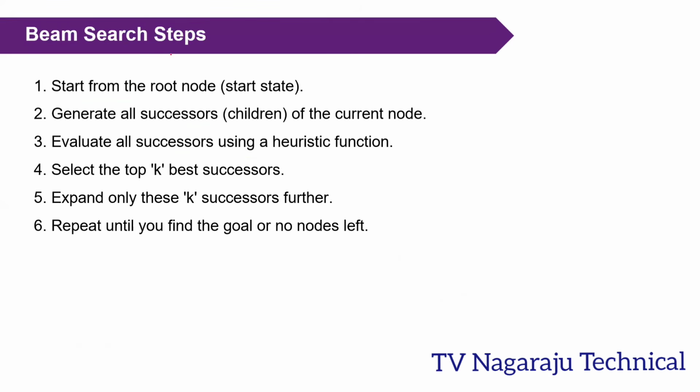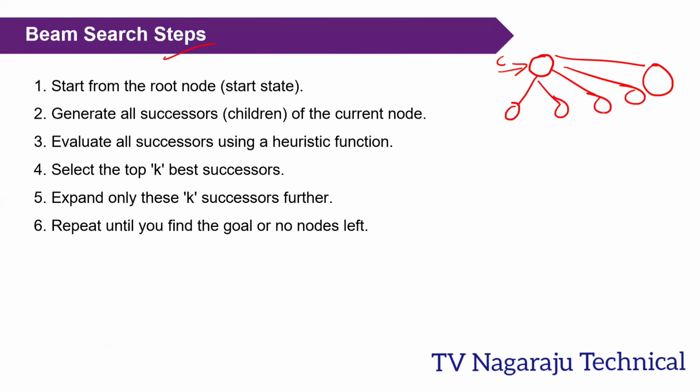Now, what are the steps you need to follow? You understand the basic procedure. Start from the root node. From this, generate all the successors. Assume this is the current node; for this current node, these are all the successors. Now apply the heuristic function to each successor. And then among all the successors, select the k best successors, where k means my beam width.